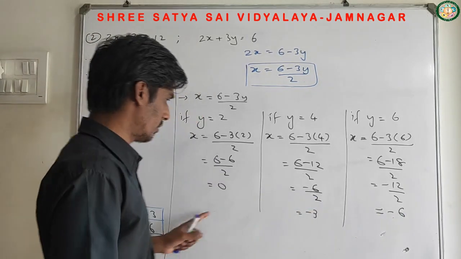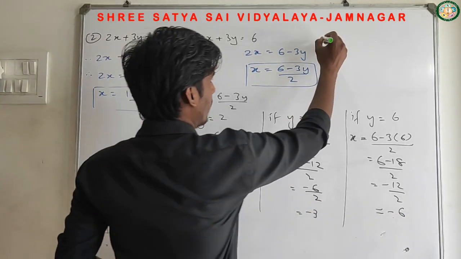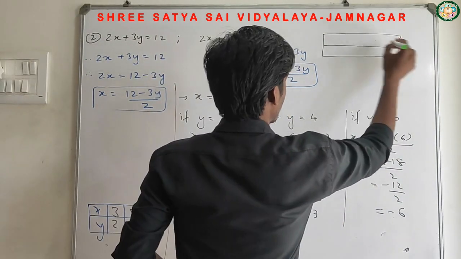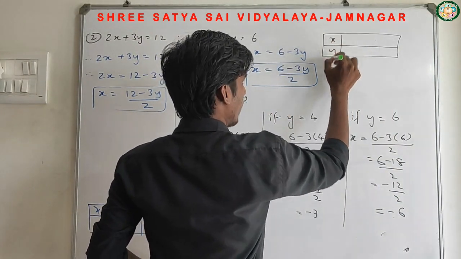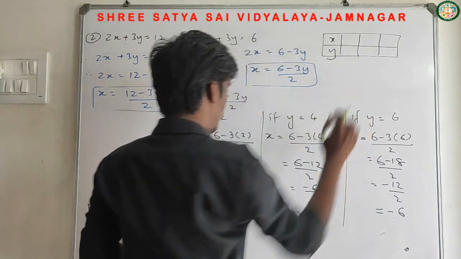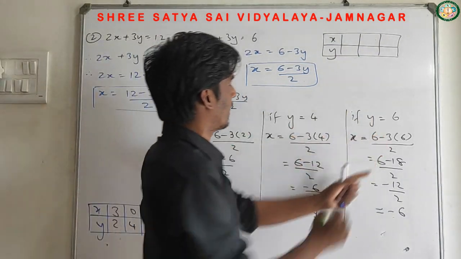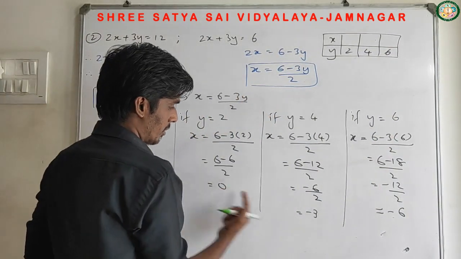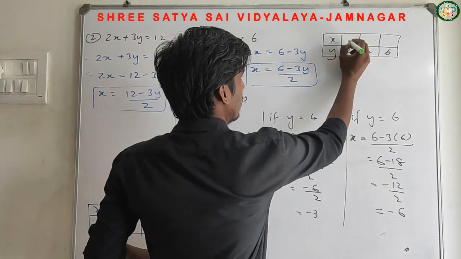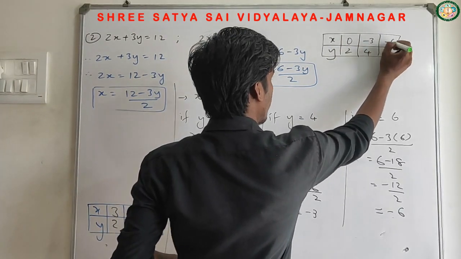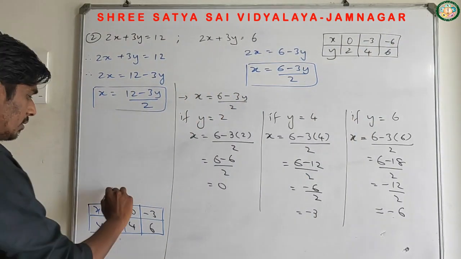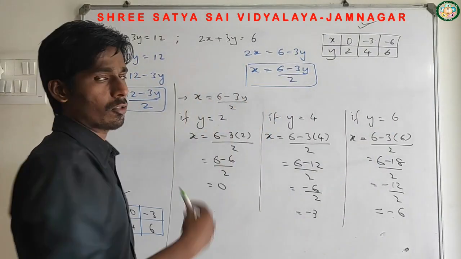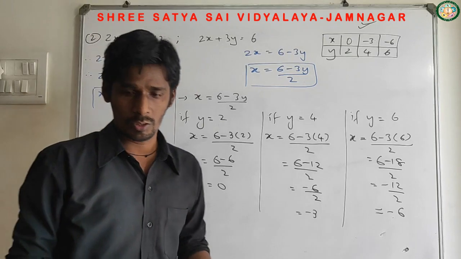So this is the way I got 3 different values, and let's draw the table of this one here. X and y. What are the different values of y? I took 2, 4, 6 again. So 2, 4 and 6. The values of x are what? 0, minus 3, minus 6. I got 2 tables. First equation, and this is for the second equation. Now I have to plot these coordinates on a graph to find the solution.